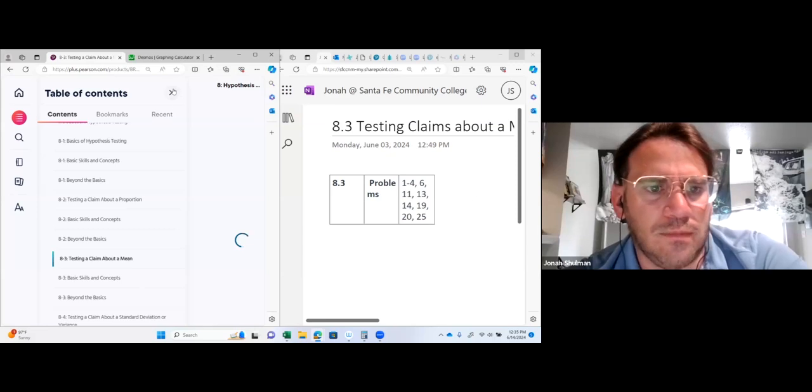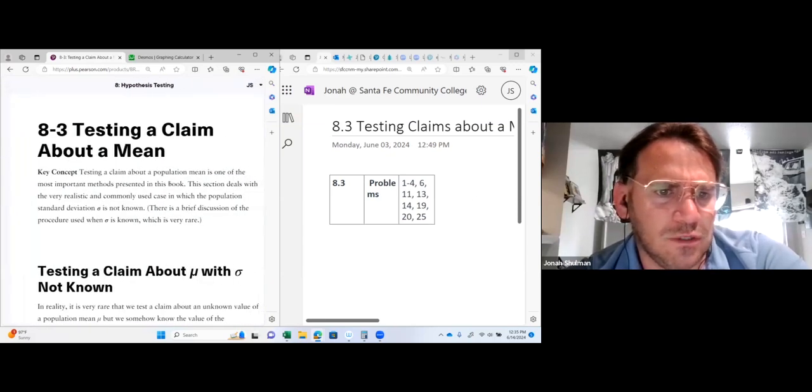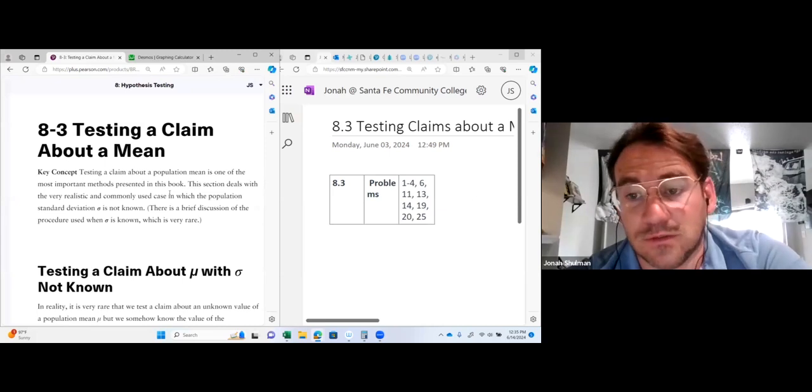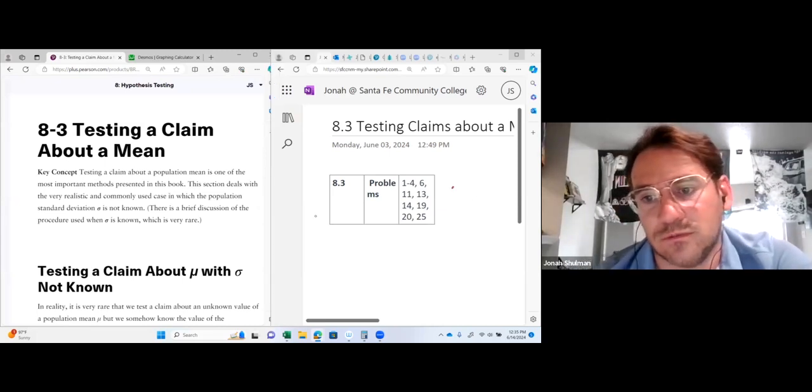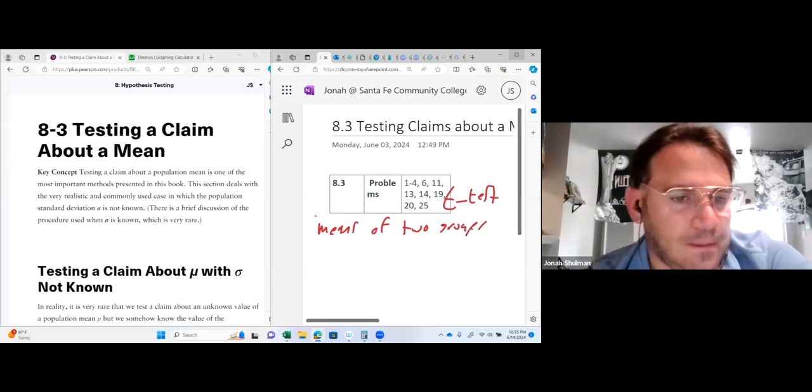And here we go. Testing a claim about a population mean is one of the most important methods presented above. Yes, the t-test is the most important. This is the most commonly used one because you can do it for means of two groups, and that's usually every statistical test, like 90% of them.